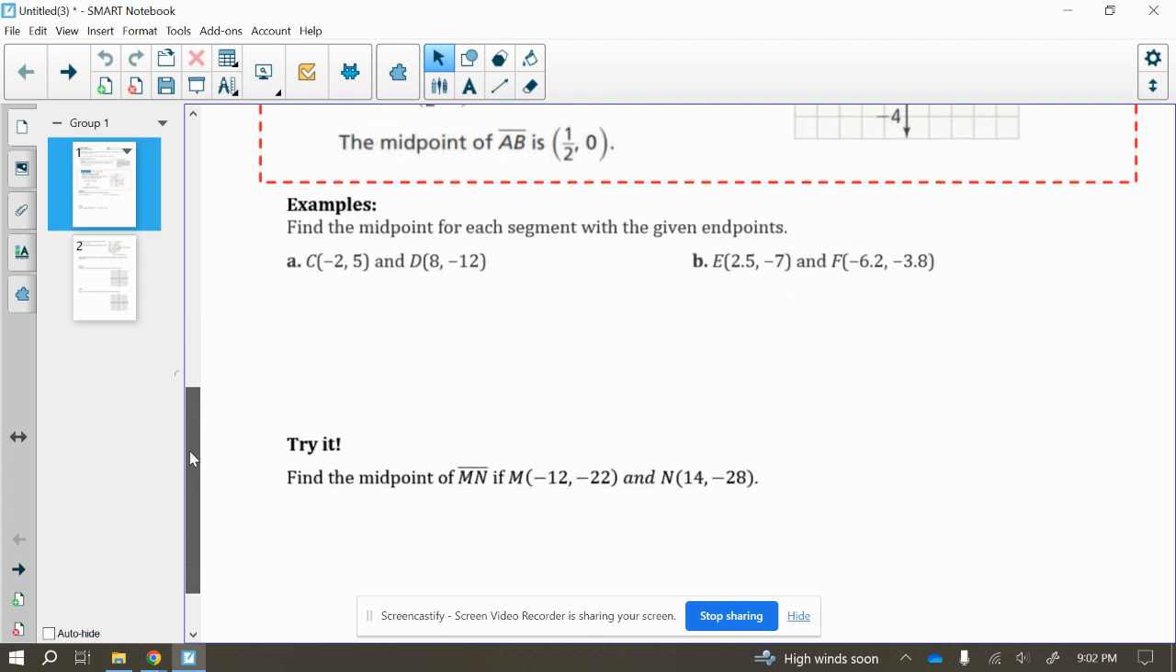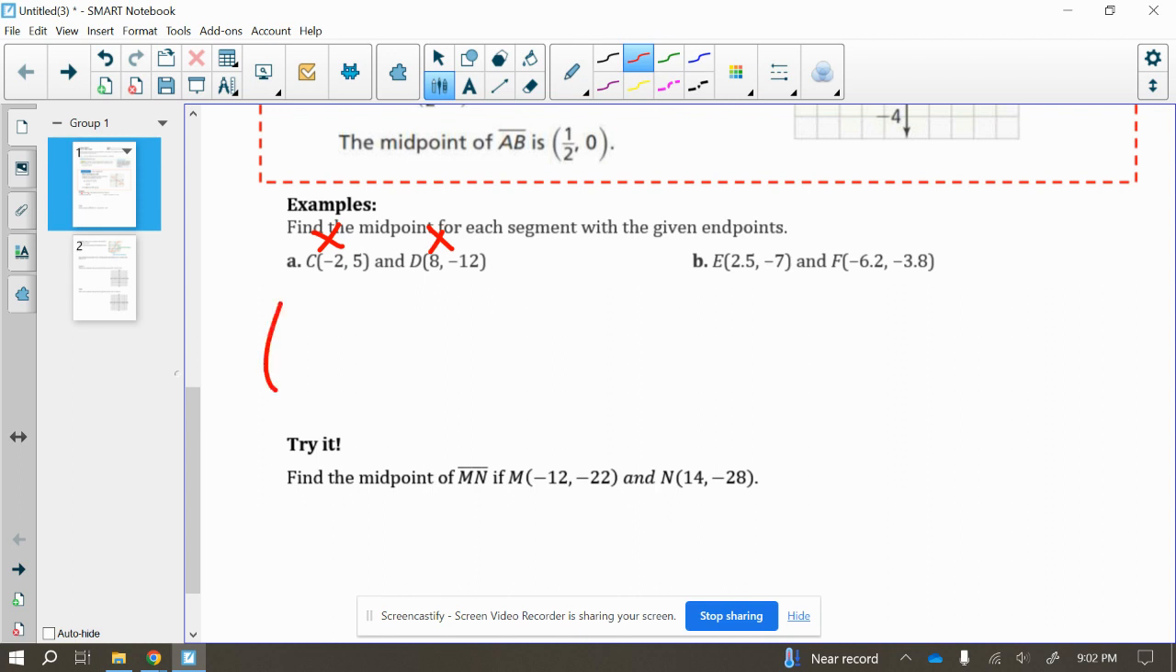So if we look at a couple examples here today, again, we are going to start by taking our two x values of our segment C and D. So -2 plus 8, we're going to divide that by 2, and then we'll do the same thing with our two y values, 5 plus -12. Take those values, add them up, and divide by 2. Again, we are always adding and then dividing by 2.